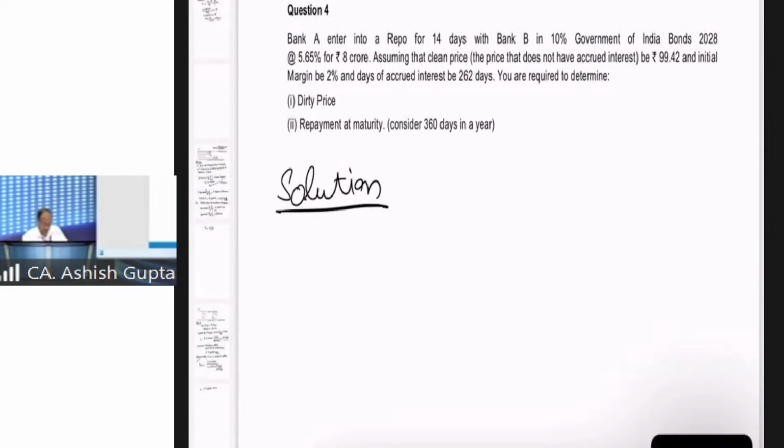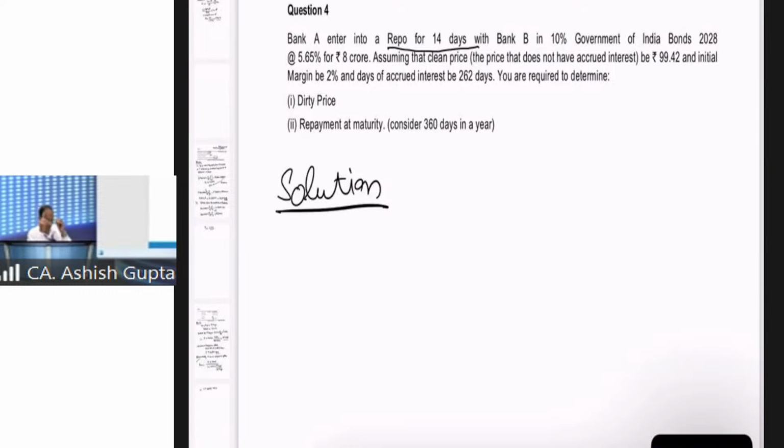In this question it says, Bank A enters into a repo for 14 days. Now, what do we call a repo? Repo means repurchase agreement. I think it has been missed out on my slide. Repurchase agreement means a repurchase option. In this case, normally what happens?